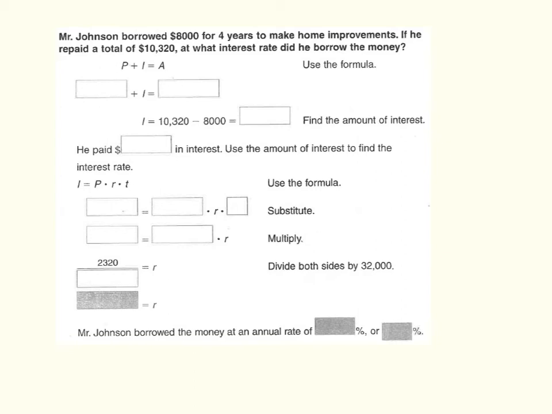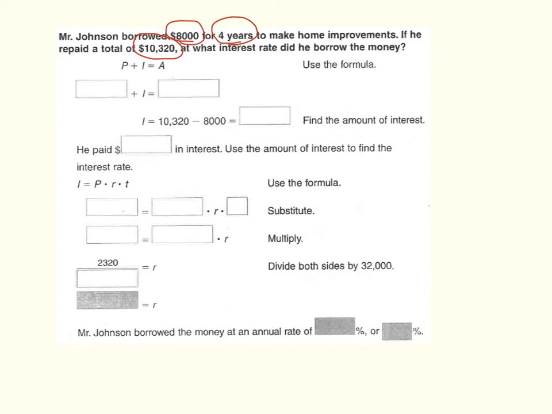All right, this is the last example we're going to do, and it is the trickiest. Mr. Johnson borrowed $8,000 for 4 years to make home improvements. He had to pay back a total of $10,320. So that is the interest plus what he borrowed. So we want to know, what interest rate did he borrow the money at?